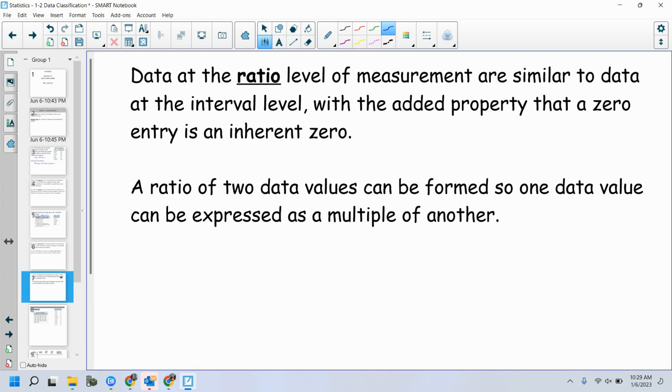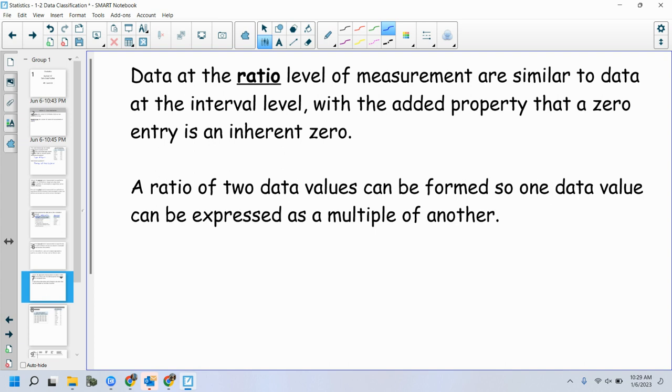Okay, so this is our last level of measurement. Data at the ratio level of measurement are similar to data at the interval level with the added property that a 0 entry is an inherent 0. A 0 actually means 0. 0 actually means none of that thing.